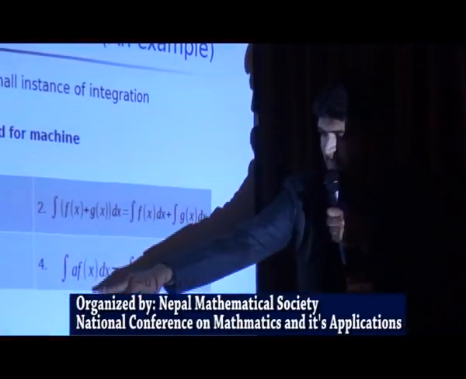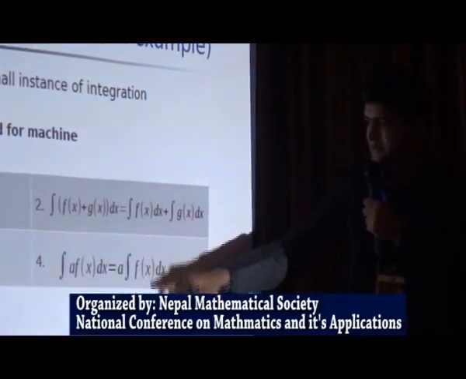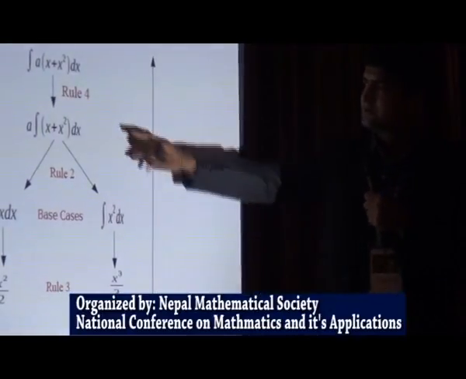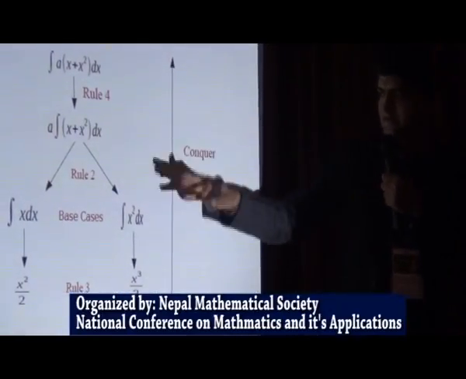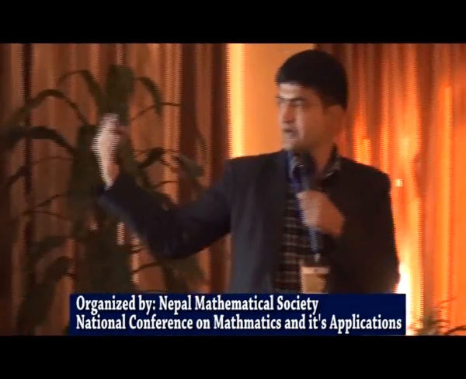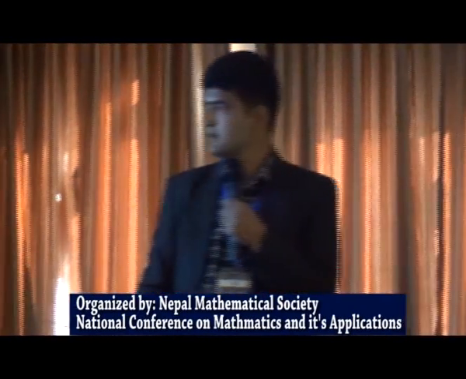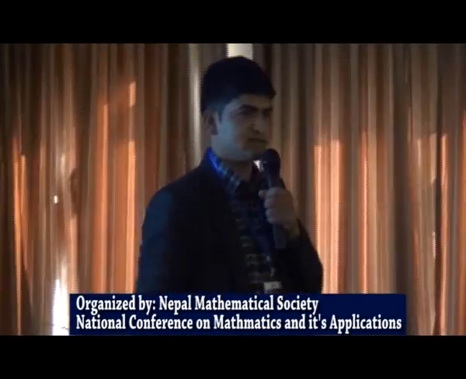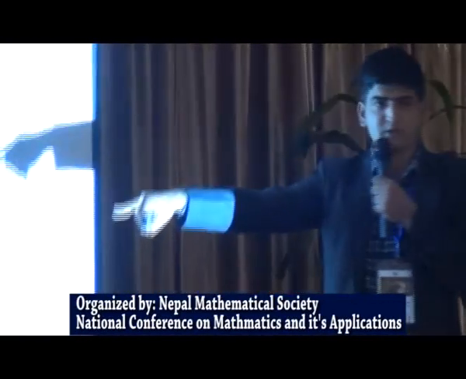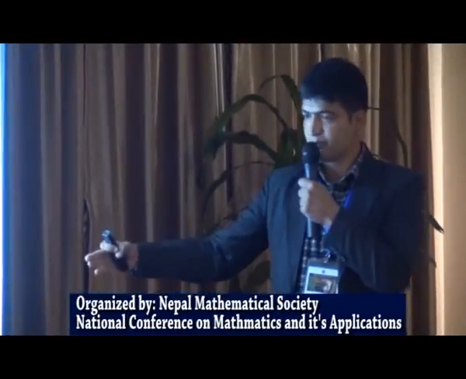What is rule 4 saying? It is saying that if we have the integration of a f(x) dx, then it can be written as a times the integration of f(x) dx. So we apply rule 4 here, and similarly, after the next step, we divide the problem again into two subproblems, and we do this process until we achieve base cases. So divide goes in the downward direction, and the conquer part goes in the upward direction.